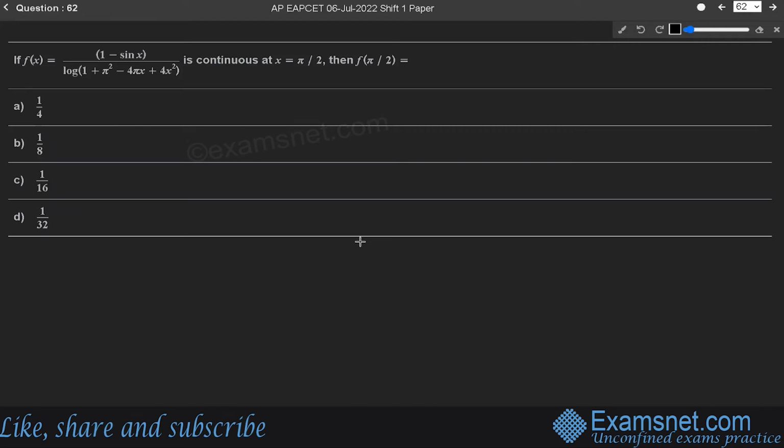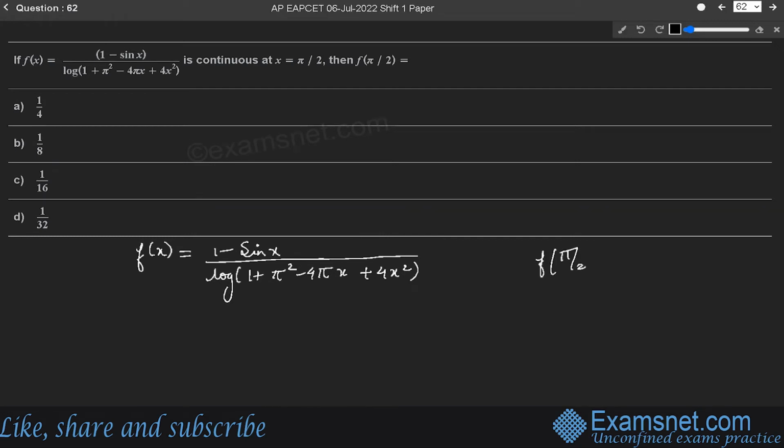Next question: if the function f(x) = (1 − sin x) / log(1 + π² − 4πx + 4x²) is continuous at x = π/2, then f(π/2) is? So let f(π/2) be equal to λ.